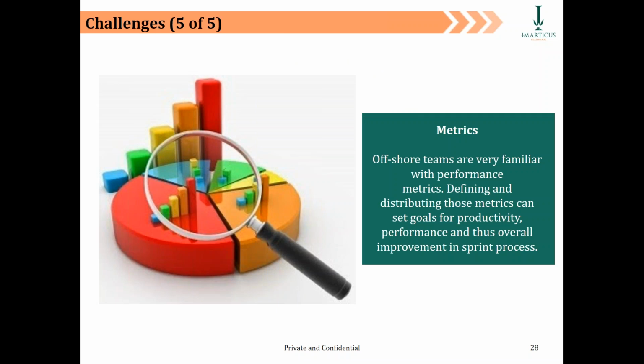The last challenge which I want to discuss is metrics. Again, offshore teams are fairly familiar with performance metrics. Let's say your sprint burn down chart, right? So how many story points are still remaining? That's all part of the burn down. Now, defining and distributing those metrics can set some goals for productivity, which you must do. So you as Scrum Master must set some KPIs for your onshore team and offshore team in order to improve the overall sprint process.